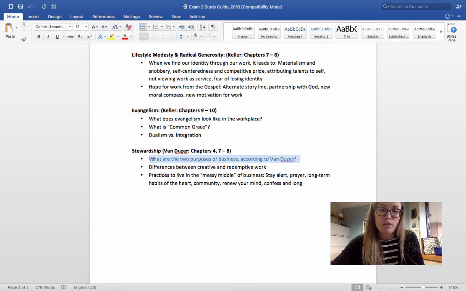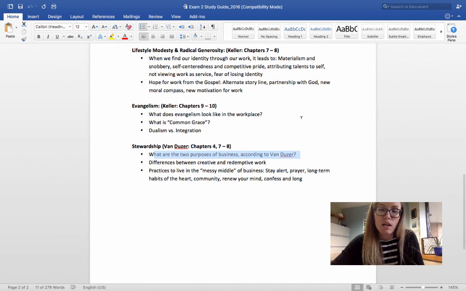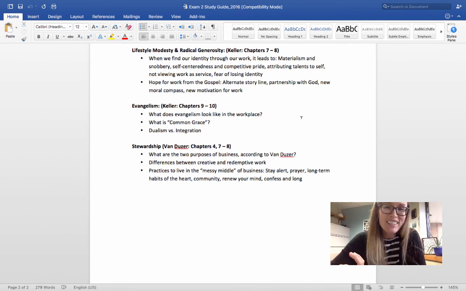This question about the two purposes of businesses, that definitely will be on there. So take a look back at that. So creating meaningful work and creating goods and services that cause the community to flourish. Those are the two that I'd be looking for there.